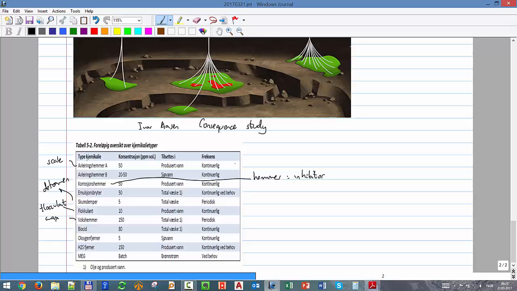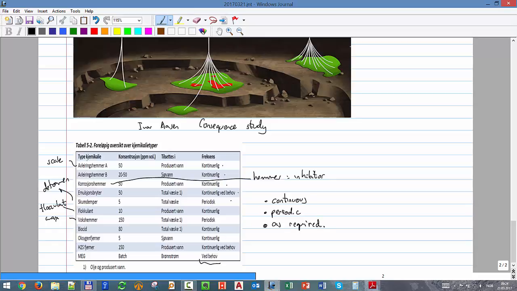Okay, so another thing I want you to check from this table is the way all of them are injected. You see some of them are continuous, some of them are every once in a while with certain frequency, and some of them are as required. So you see continuous, then you have periodic, that I do every certain time, and then I can also have as required.